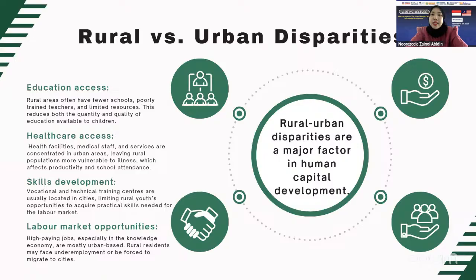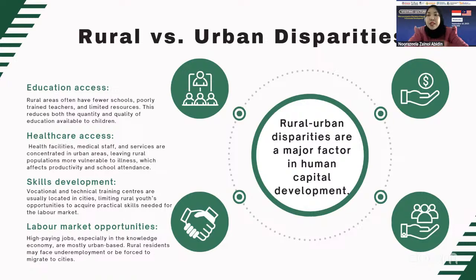So this one we can see the rural versus urban disparities. Okay, rural-urban disparities are major factors in human capital development. The first one is education access. Okay, we can see the rural areas often have fewer schools, poorly trained teachers, and limited resources. So this reduces both the quantity and quality of education available to children. Healthcare access, okay, health facilities, medical staff, and services are concentrated in urban areas, leaving rural populations more vulnerable to illness, which affects productivity and school attendance.